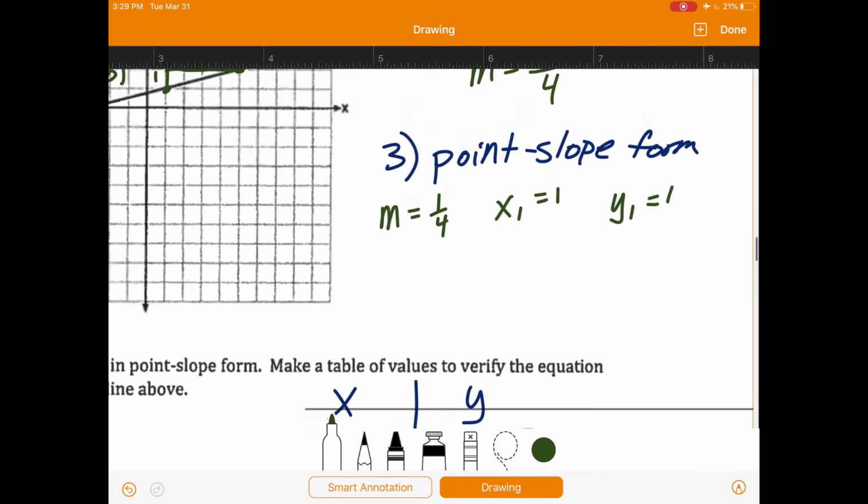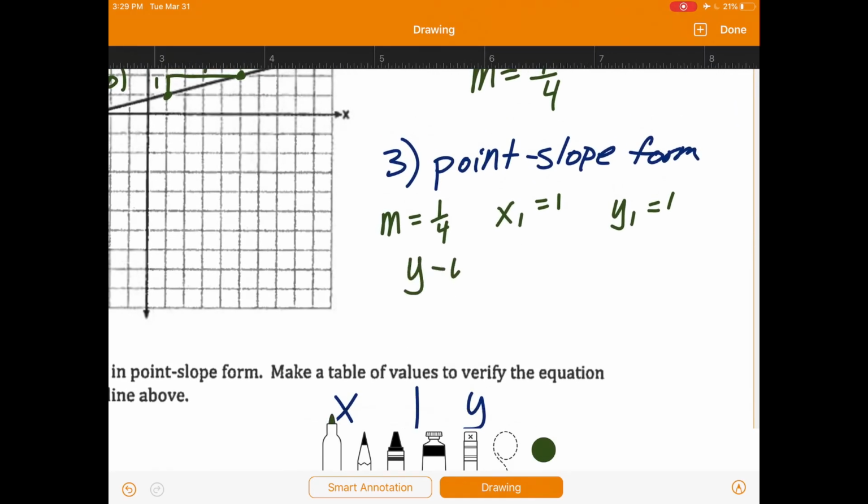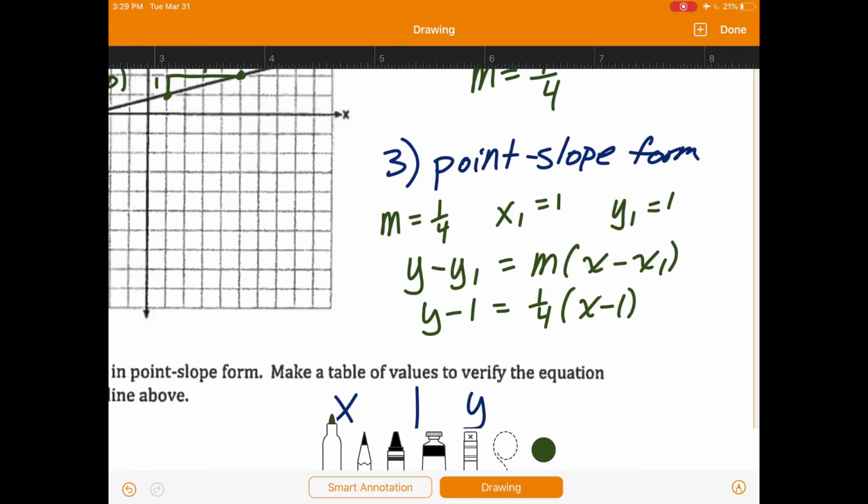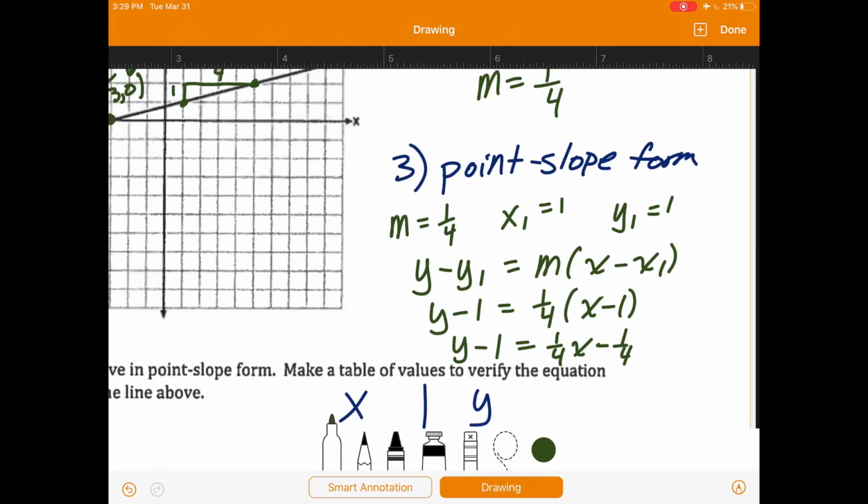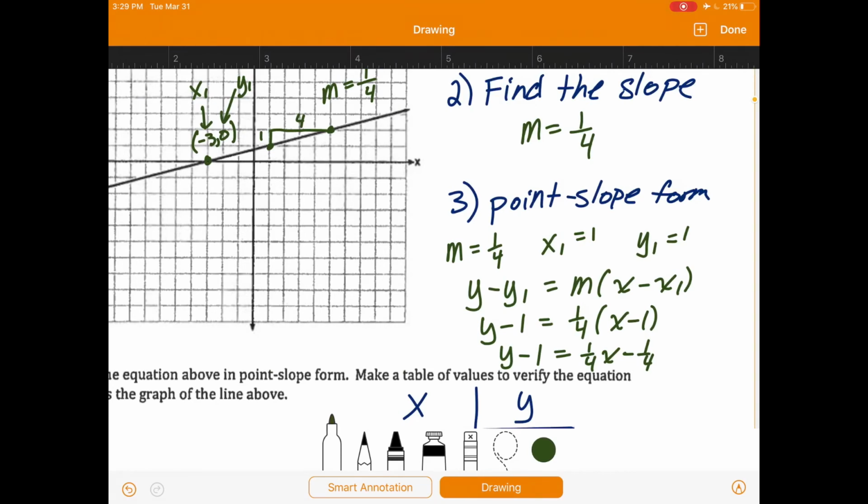So we're going to plug into the formula, which is y minus y1 equals m times x minus x1. Put all of those numbers in. And I'm leaving mine as fractions because you want to keep your slope as a fraction. But if you want to change the last part into a decimal, you definitely can.